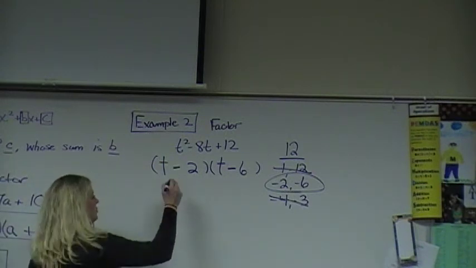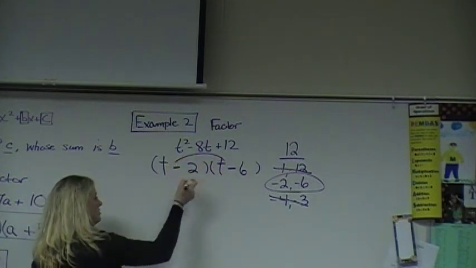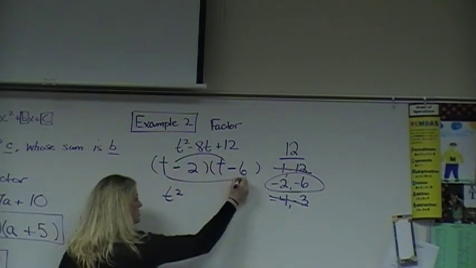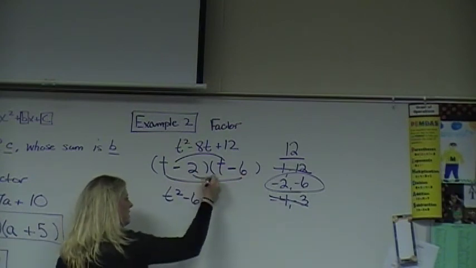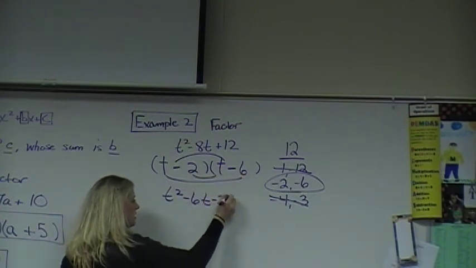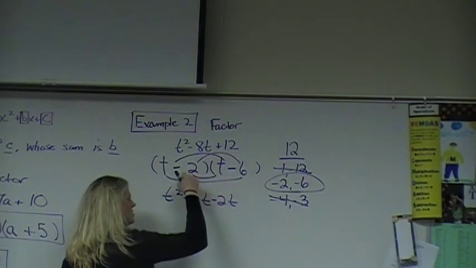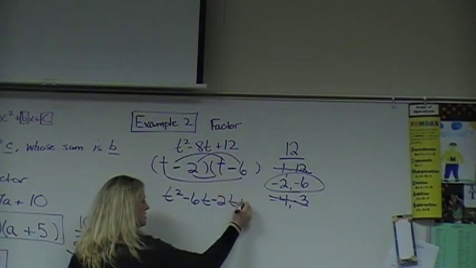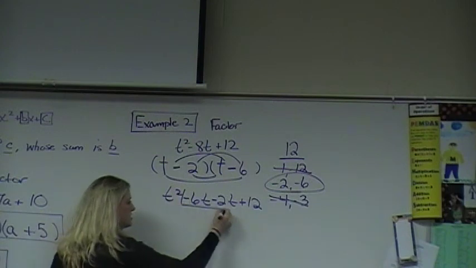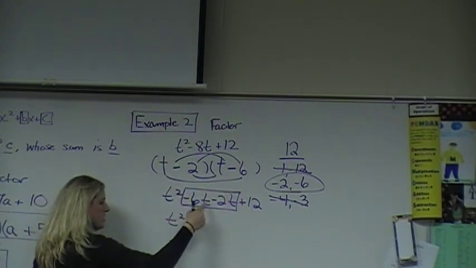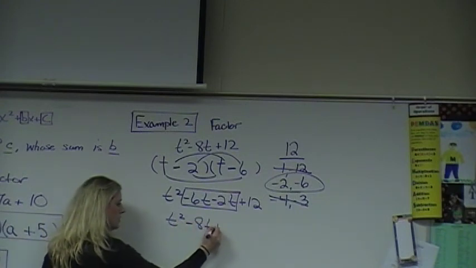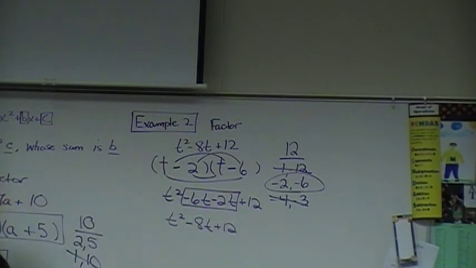All right, what's t squared? T times t is t squared. Outside, t times negative 6 is negative 6t, plus inside, which is negative 2t, and then obviously negative 2 times a negative 6 is positive 12. Outside plus the inside of your like terms, t squared, negative 6t minus 2t is negative 8t. Did I get what I started with? So we did factor it correctly.